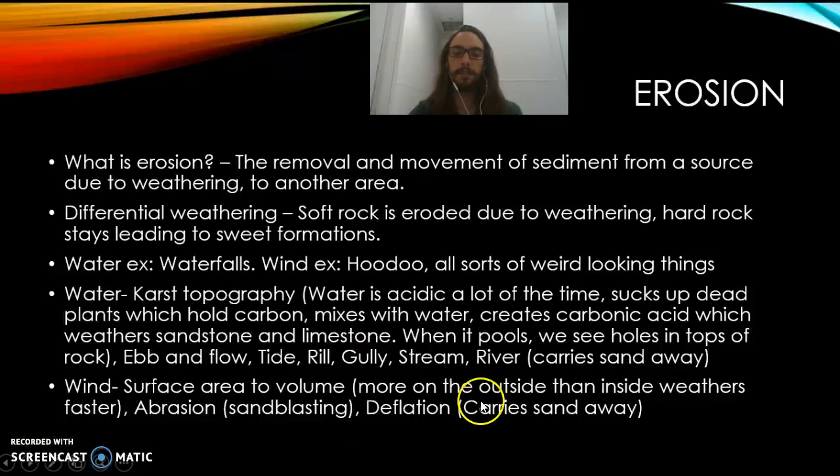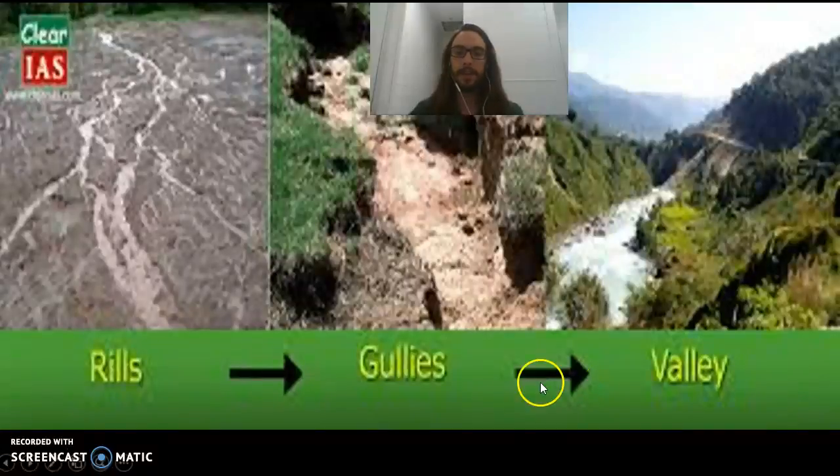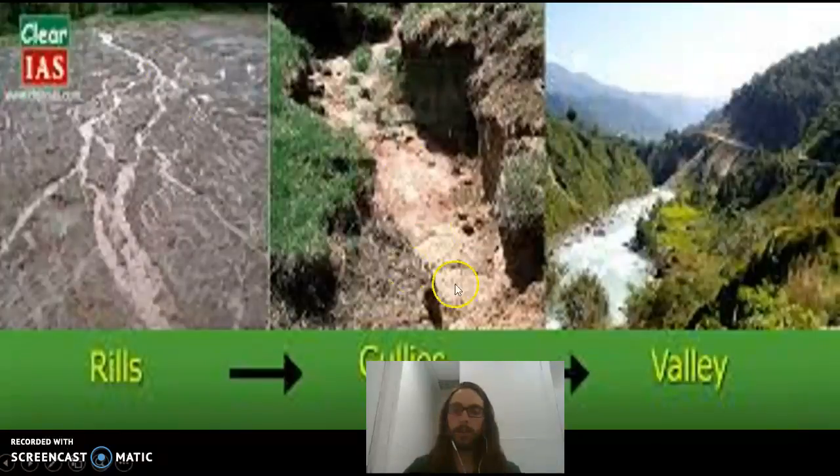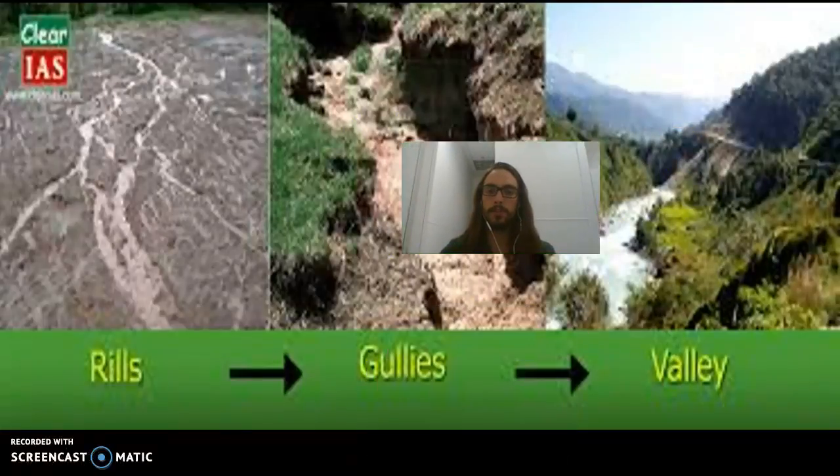So then we've got two different things: abrasion and deflation. Abrasion is when wind carries sand in the air and hits something. It basically sandblasts it to erode it. And then deflation is just when wind carries sand away from an area, so it deflates that area of sand. And here is a good example of rills and gullies, and then they turn into streams and rivers. So this is how valleys happen and how water erosion happens.